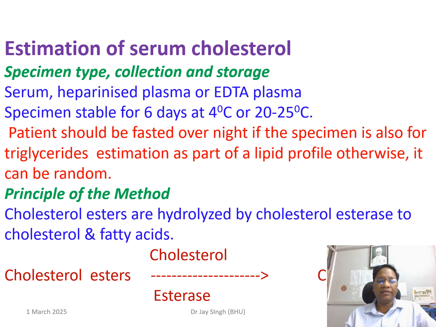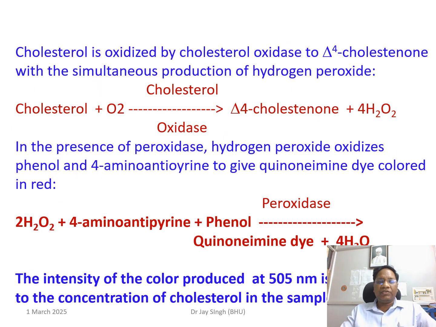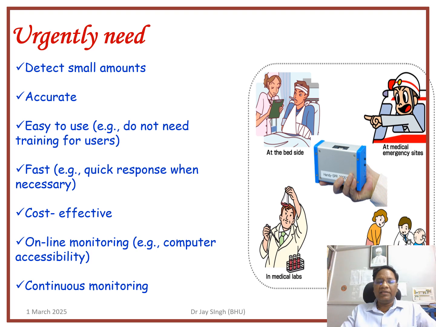The principle of the method is, first, cholesterol esterase, that is the corresponding enzyme to digest the cholesterol. Cholesterol ester, in the presence of cholesterol esterase, is converted into cholesterol and fatty acid. Cholesterol, in the presence of oxygen and cholesterol oxidase, is converted to cholest-4-en-3-one plus H2O2. In the presence of peroxidase, hydrogen peroxide reacts with phenol and 4-aminoantipyrine to give a quinone dye colored red. So this red color intensity, measured at 505 nanometers, is proportional to the concentration of cholesterol in the sample, and this signal is with respect to the cholesterol concentration.